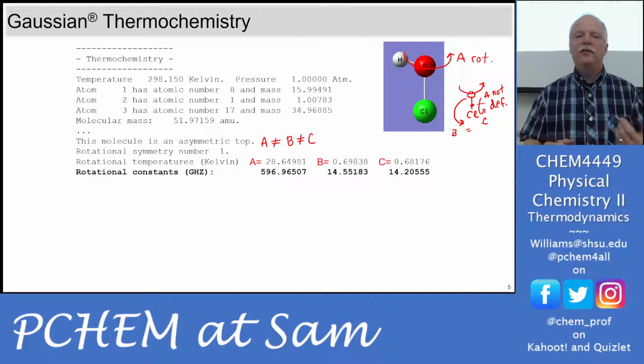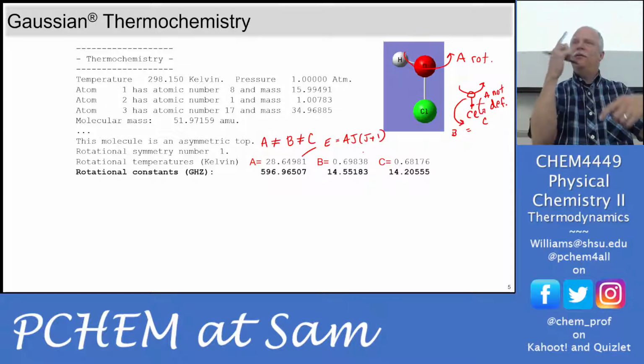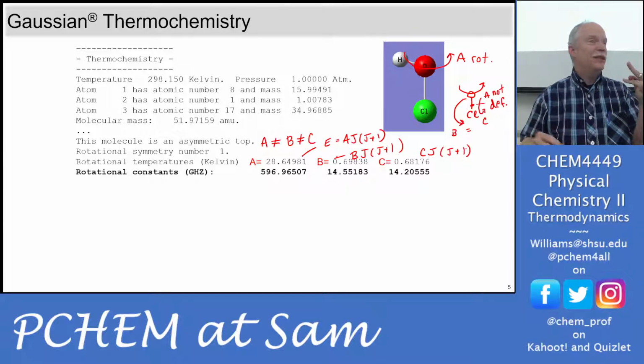So what are the energy levels for A? Well, the energy levels for this rotation would be equal to A times J plus 1. So we have energy levels of A, which is that hydrogen spinning around, and then we have the energy here, which would be B times J plus 1, and then C times J plus 1. So if we have three different types of rotations, we have three different energies that we can store in this molecule.